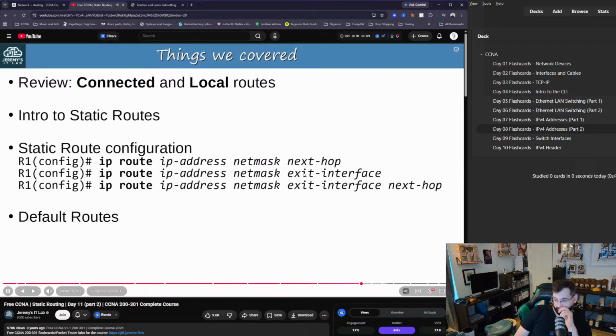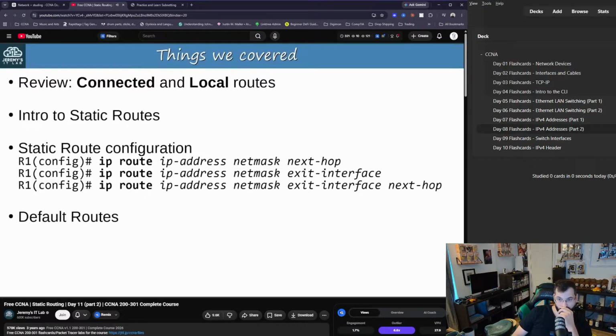Connected and local routes by looking at the routing tables of R2, R3, and R4. Then we looked at static routes and how to enable PC1 and PC4 to communicate over the network. After that, we configured the static routes necessary for them to communicate. And here I've listed the commands to configure static routes. Usually, I just use the first option, specifying only the next hop IP address, but you should know the other options too.